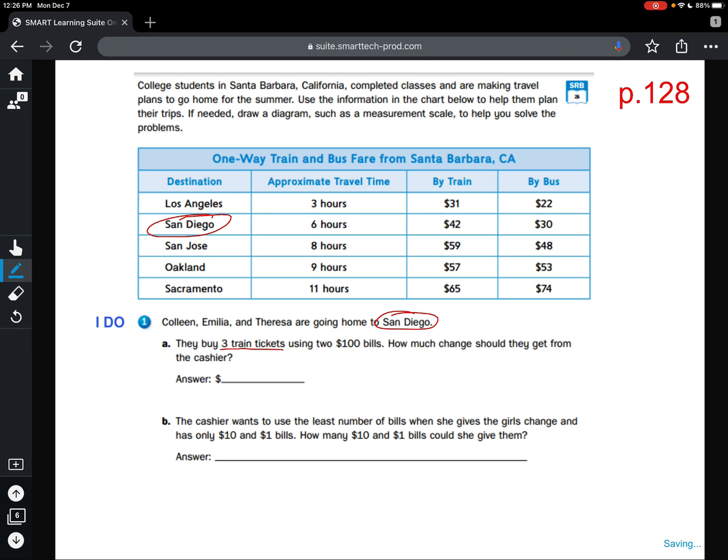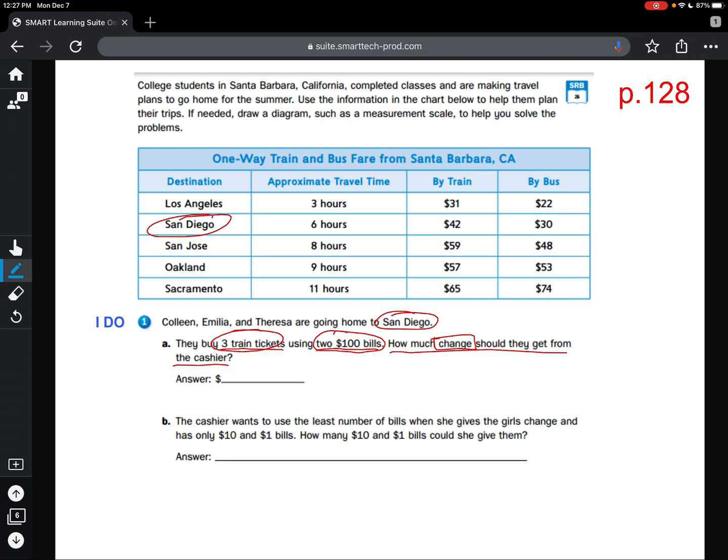They buy 3 train tickets using 2 $100 bills. How much change should they get from the cashier? All right, so I know that 3 girls bought 3 train tickets using $200 in bills. So I'm going to make sense of the problem, and I'm going to finish up using cubes. So I know that there are 3 train tickets, and they paid with $200 in bills. And it's wanting to know how much change they should get from the cashier. So I know that they're not going to spend all the $200.